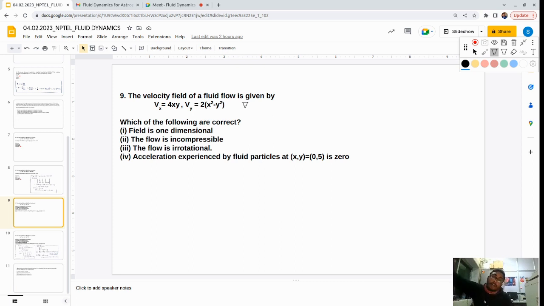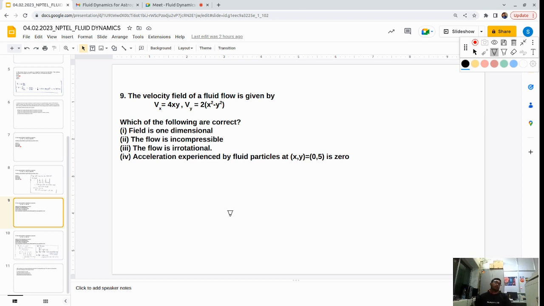So this should not be one dimensional, but you have to calculate for the other three, whether this is incompressible, whether this is irrotational, and you have to calculate the acceleration experienced by fluid particles. Okay, so how can you check the incompressible and irrotational conditions? First of all, how can you check whether this is irrotational or not? We calculate the vorticity of the fluid. That will tell us whether it's irrotational or not.